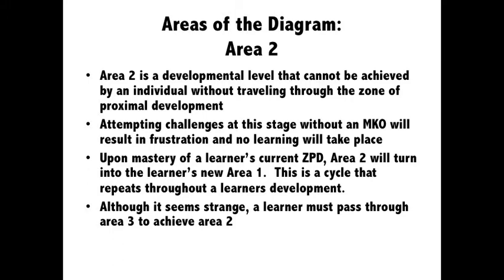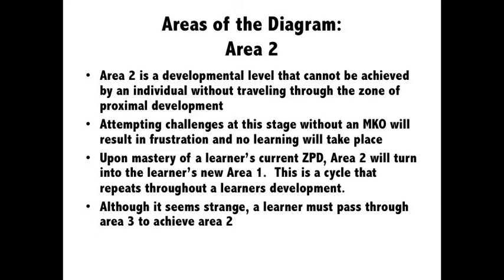Characteristics of Area 2 are that it is the developmental level that cannot be achieved by an individual without traveling through the zone of proximal development. Attempting challenges at this stage without the help of a more knowledgeable other will result in frustration and no learning will take place. Although the numbering may seem strange, a learner must pass through Area 3 to achieve Area 2. Upon mastery of a learner's current zone of proximal development, Area 2 will turn into the learner's new Area 1. This is a cycle that repeats throughout a learner's development.